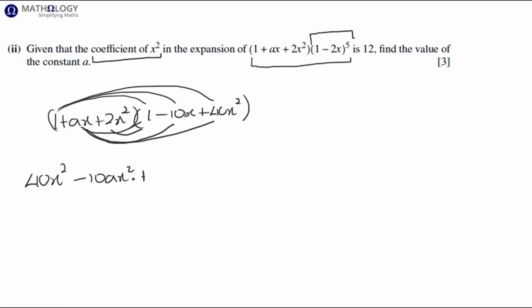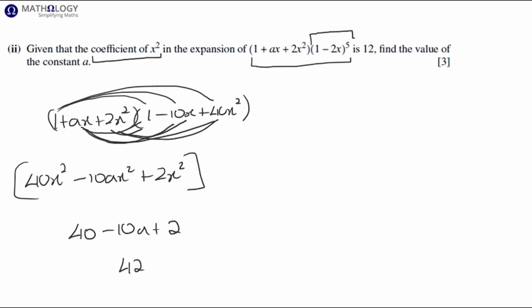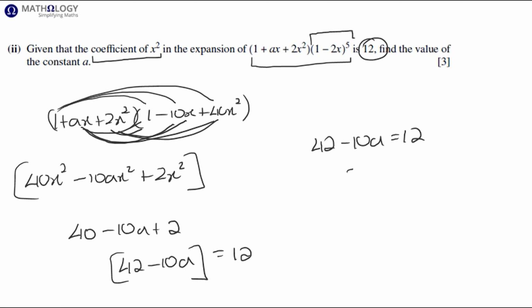2x squared times 1 will give us 2x squared, and then we're going to get a term in x cubed and a term in x to the 4, which we're not interested in. So the coefficient of x squared in this expression is 40 minus 10a plus 2, which simplifying is 42 minus 10a. This expression, 42 minus 10a, is the coefficient of x squared, which we are told is 12. So we just equate that to 12 and solve for a. So 30 equals 10a, a equals 3.